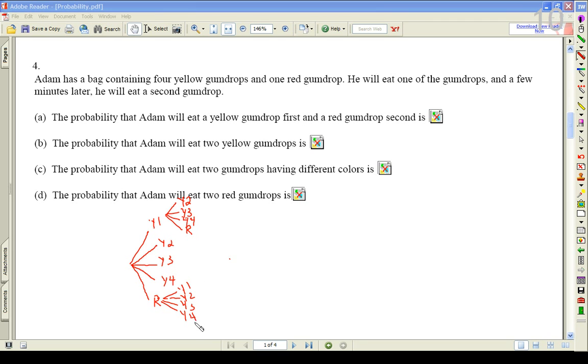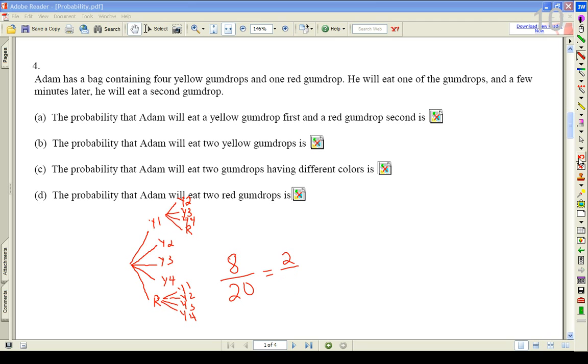So altogether, there's 1 for each of the yellows, so there's 4 there, and then there's 4 for the red. So altogether, there are 8 different options for eating 2 different colors. So that's 8 out of 20 once again. So if I simplify this, I can divide them both by 4 once again. You'd end up with 2/5.